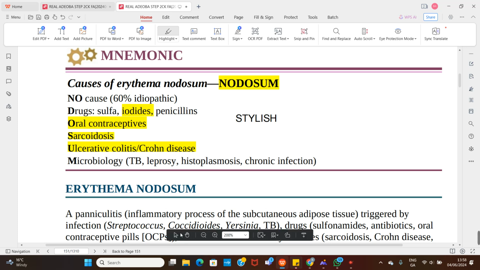So I think I have another code that includes all these infections, and that is STYLISH. The S for streptococcus, the T for the tuberculosis, the Y for the Yersinia, the L for the leprosy, the I for iodine again, the S again for the streptococcus, then the H for the histoplasmosis.